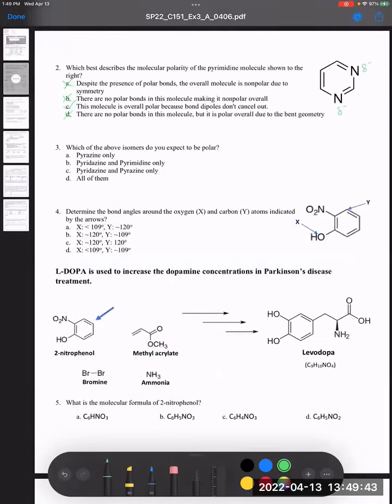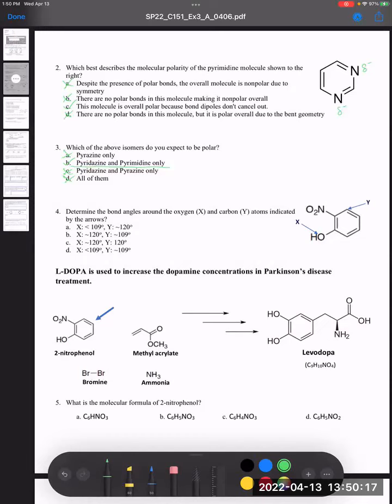Therefore, we would say pyridazine and pyrimidine, and not pyrazine. Okay, so pyridazine and pyrimidine only. So it should be option B over here. And not pyridazine only. Pyrazine is the non-polar molecule, and not C because pyrazine is going to be non-polar. And then "all of them" is incorrect as well. Therefore, the correct answer is option B.